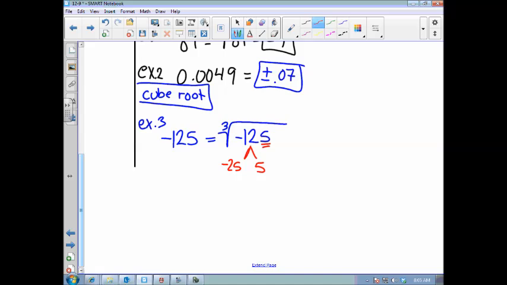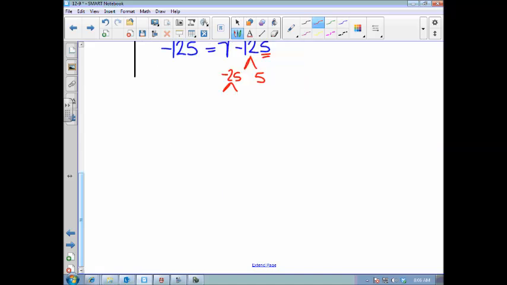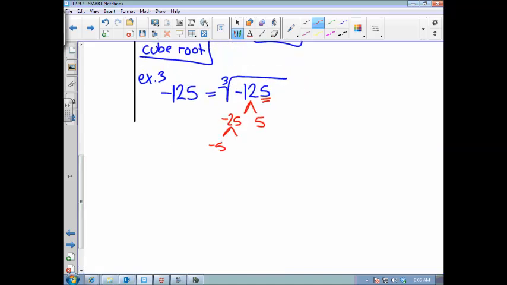We can break down negative 25 into what? What 2 numbers multiply to negative 25? Styles, that's a phone that needs to go away. What times what is negative 25? Negative 5 and 5.